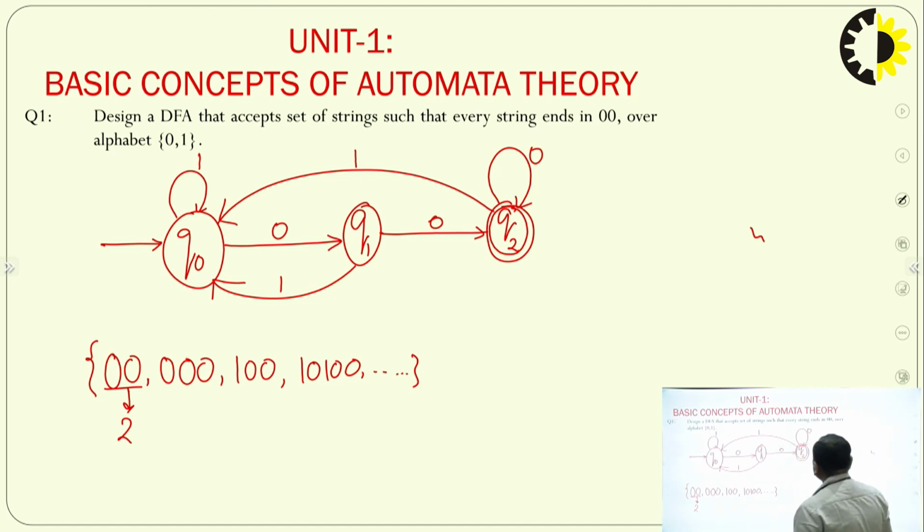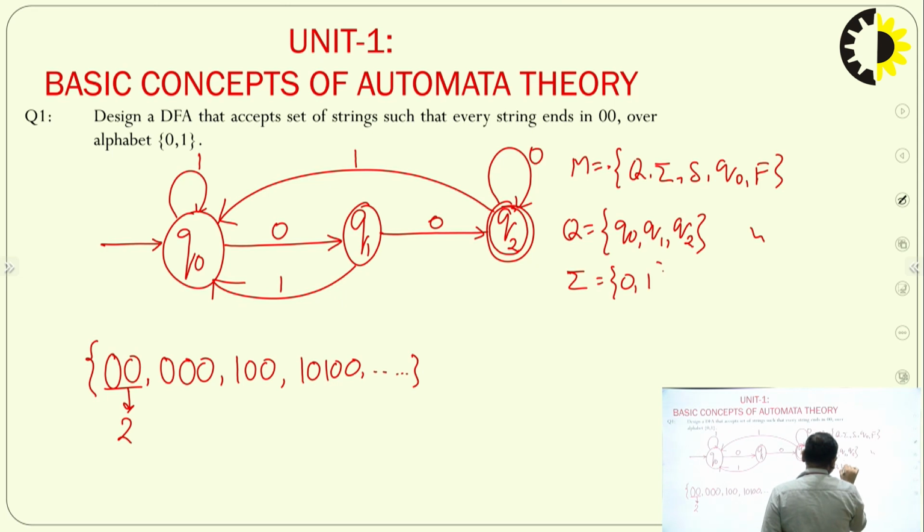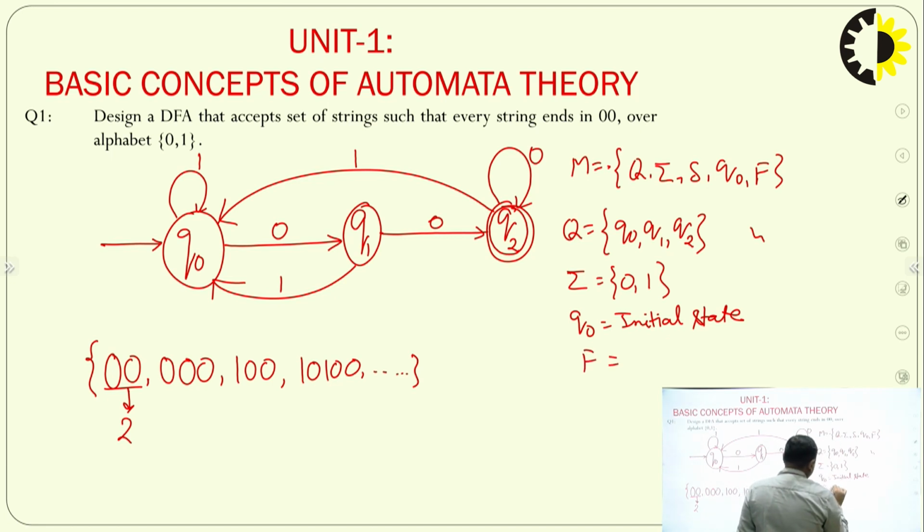Now here we have to define the tuples. What are the tuples? If M is the name of the machine, we can have Q, sigma, delta, Q0, F. Here we have to define Q. In Q we have Q0, Q1 and Q2. We have 3 states in Q. In sigma we'll have 0, 1, where Q0 is the initial state. Here we can see Q0 is the initial state. F is the set of final states. So here we have only one final state.